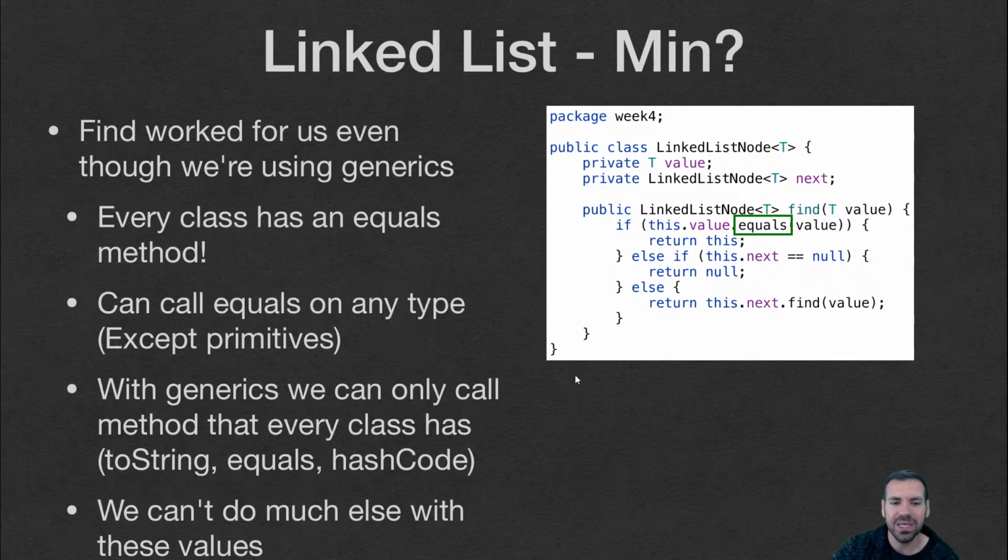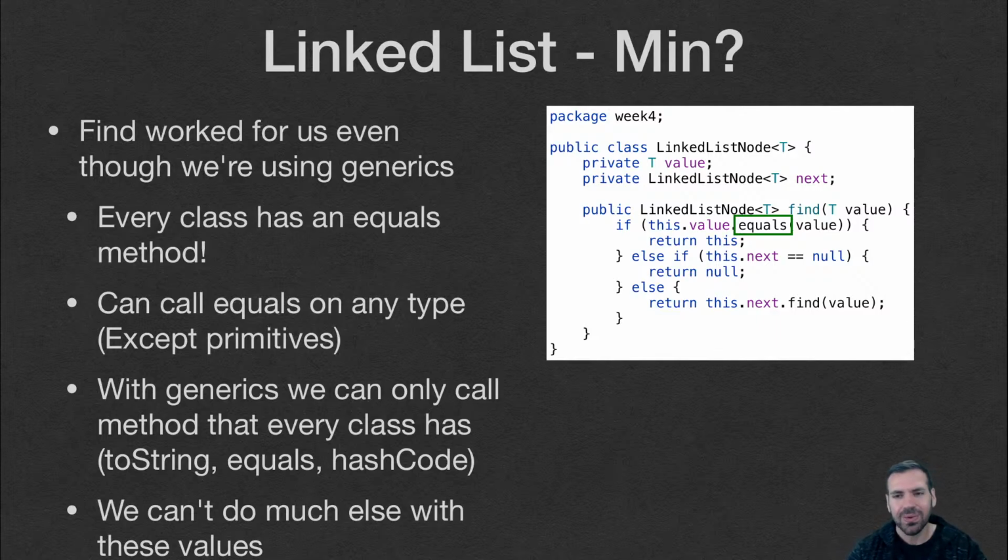And every single object, which objects have to be created from classes, so every single object is a class type. Every single object has an equals method. So I actually get away with this. So I get away with using equals, even though I don't even know the type of this dot value. I can call equals on it because I know it's an object, and every object has equals. I could also call toString. We took advantage of that with our toString method. We called toString on the value itself.